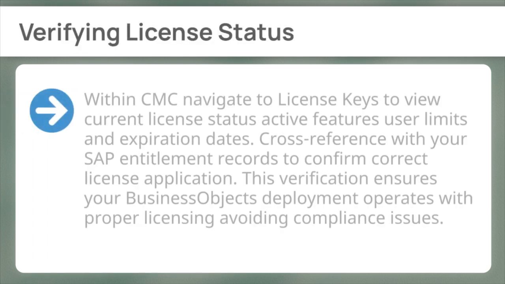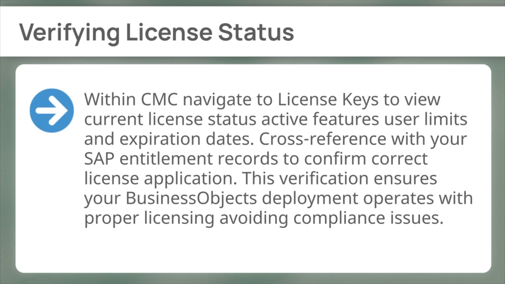Next, verifying license status. Within CMC, navigate to License Keys to view current license status, active features, user limits, and expiration dates. Cross-reference with your SAP entitlement records to confirm correct license application. This verification ensures your BusinessObjects deployment operates with proper licensing, avoiding compliance issues.